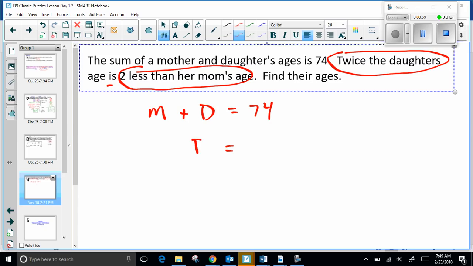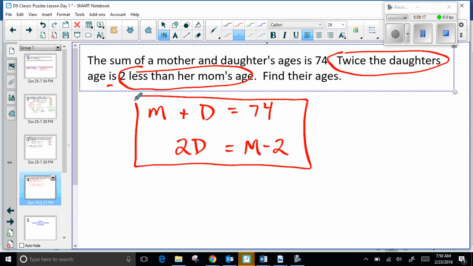Well, daughter's age is D, and we're going to double that. That's twice daughter's age. Then after the equal sign, we've got 2 less than mom's age. Well, 2 less than, even though it's phrased in this order, we're actually going to do M and then take 2 away. Ladies and gentlemen, all of a sudden, we have a linear system. And you get to decide, how am I going to do this? Am I going to substitute? Am I going to eliminate?